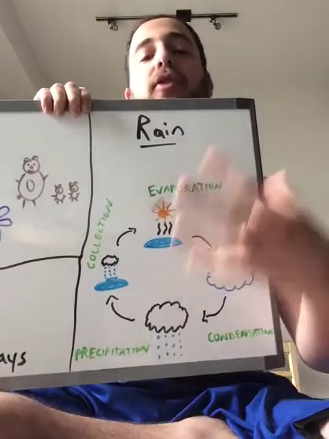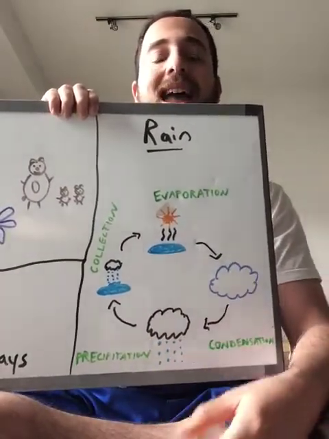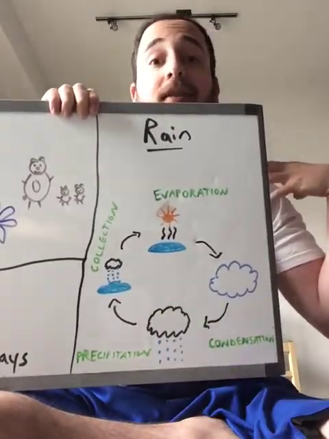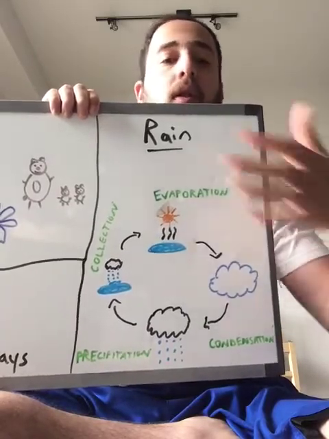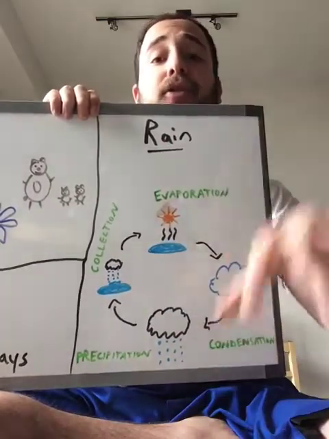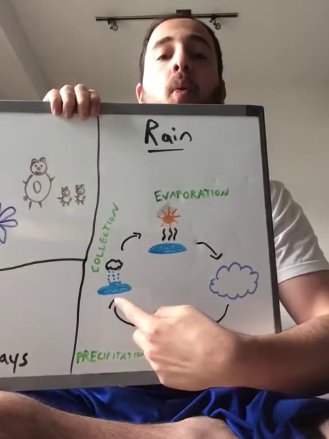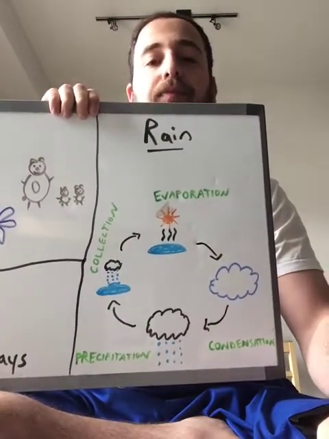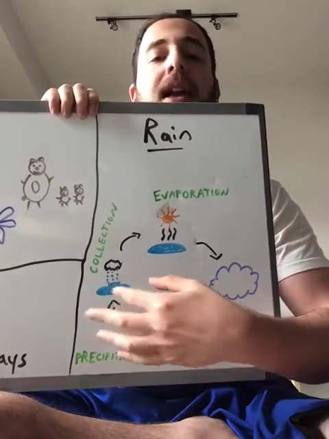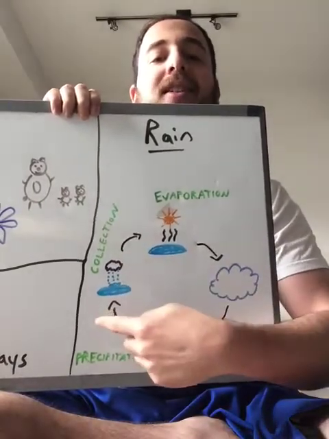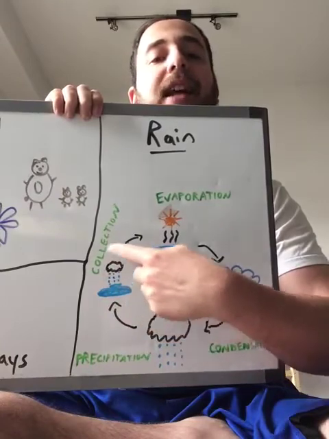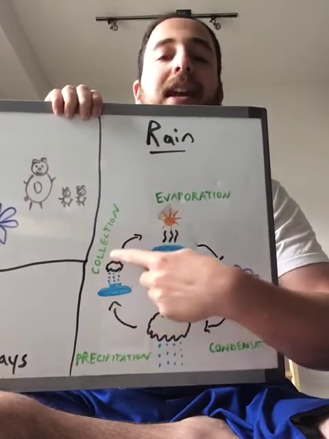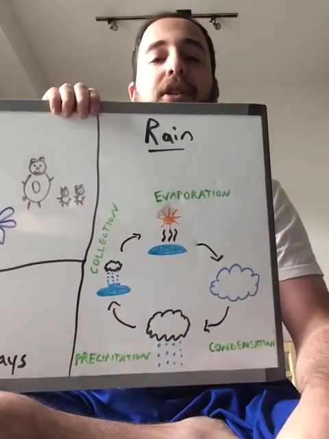So the rain falls down, and sometimes rain gets on us, or our cars, or outside. But rain also falls into water, like lakes, rivers, oceans, and the ground. And so all that extra water is collected, and we call that collection. Can we say collection? Very good.